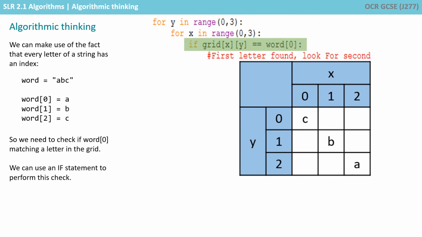So now that we can visit every letter in the grid, we need to think about whether that letter is going to match the first letter of our word. Here we can make use of the fact that a string has an index for every letter. So word 0 in our example would be A, word 1 would be B, word 2 would be C. So we're looking for word 0 matching the letter in the grid, and we can achieve this with a simple if statement. If grid xy equals word 0, then we find a letter in the grid that matches the first letter of the word that we're looking for.